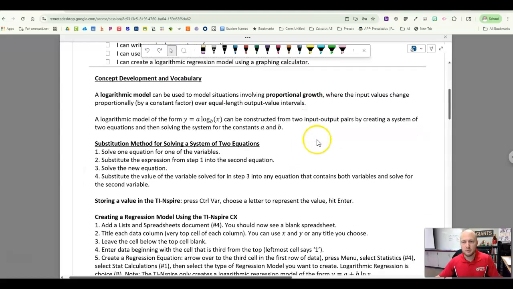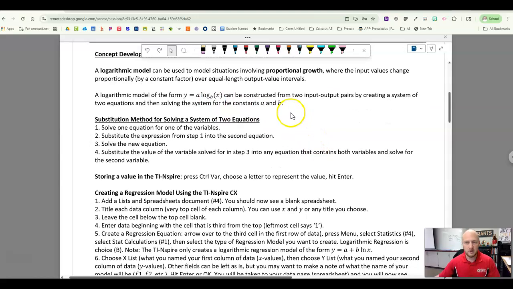So, jumping right in, a logarithmic model can be used to model situations that have proportional growth, where your input values change proportionally. So you multiply times a period of time, and then your output increases at an even or equal length value interval. Okay, the logarithmic model y equals a times log base b of x can be constructed from two input-output pairs by creating a system of two equations and then solving the system for those constants a and b. A is generally your initial value, and then again b is your base.